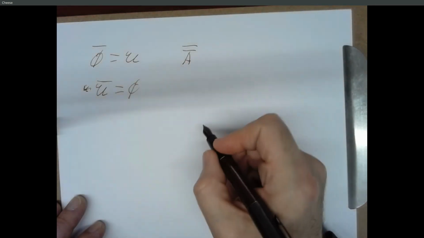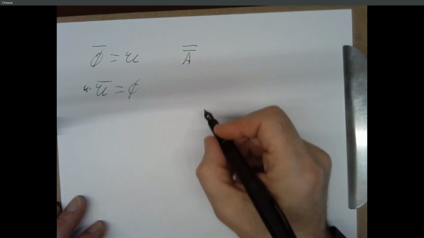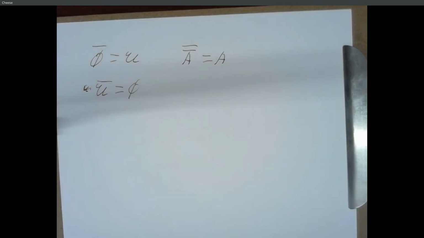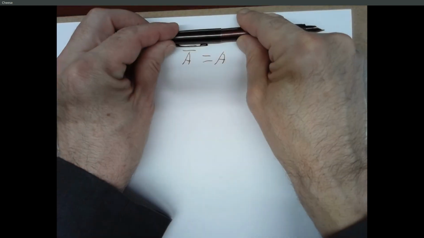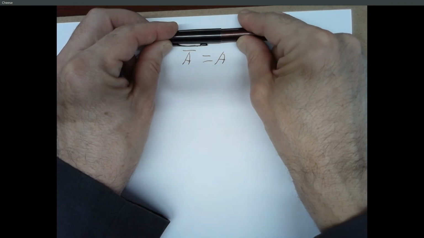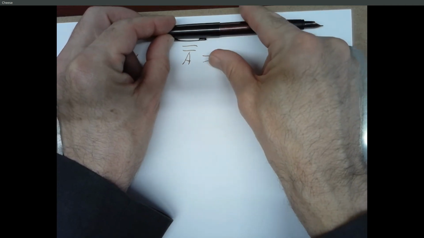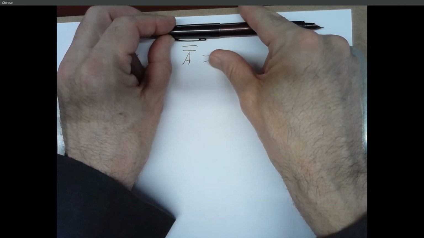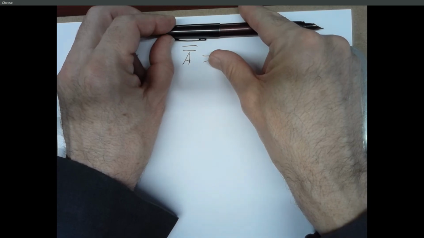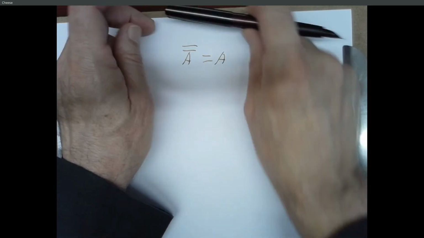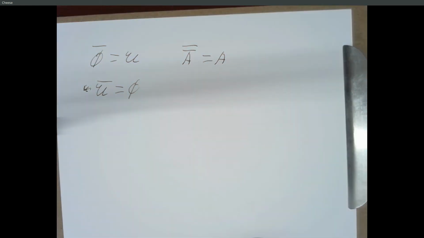And the complement of the complement of A will turn out to be just A. You start off with a set A. This is the set of all things that are not in A. This is the set of all things that are not in the set of all things not in A. And that's a mouthful, but if you work through it, it turns out to be everything that's in A.